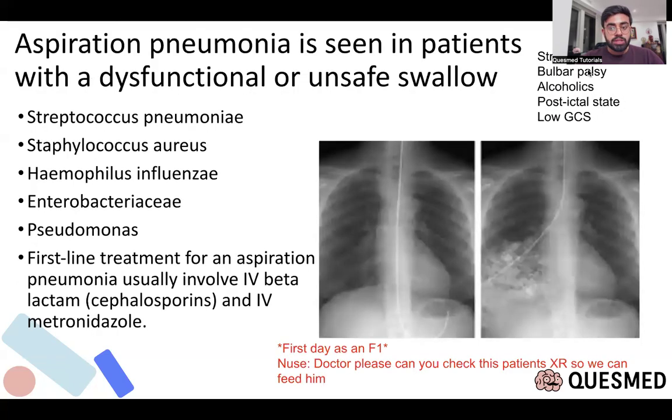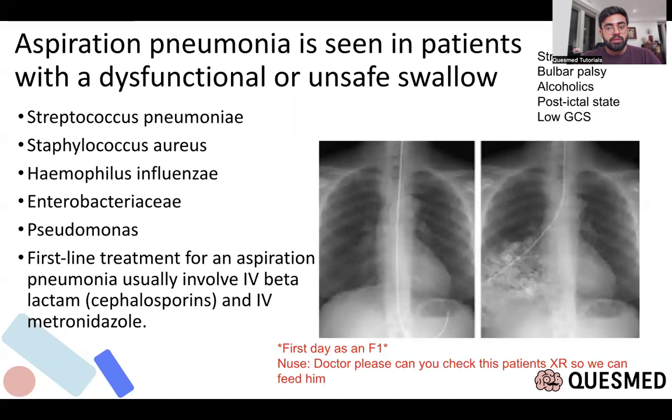So aspiration pneumonia, again, is more common in the elderly, and the reasons for that are because of some of the causes of aspiration. So lots of people may have had a stroke before. Some patients may have a reduced GCS, or sometimes in their delirium may have an unsafe swallow. If a patient is post-ictal, again, they may have an unsafe swallow, and also alcoholics, again, because of that neurological dysfunction.